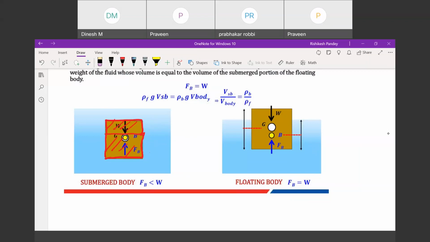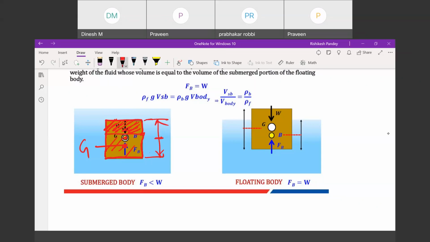Obviously it will shift toward the heavier density side. Wood is lighter and this is metal, iron. So instead of G lying at the center, it will lie below the center point. So G will lie somewhere here in that case, if the single body is made up of two different materials. But your B will remain at the center only, because B can be calculated from the volume displaced. Here this much height of water is displaced, so it will be the center of this only.